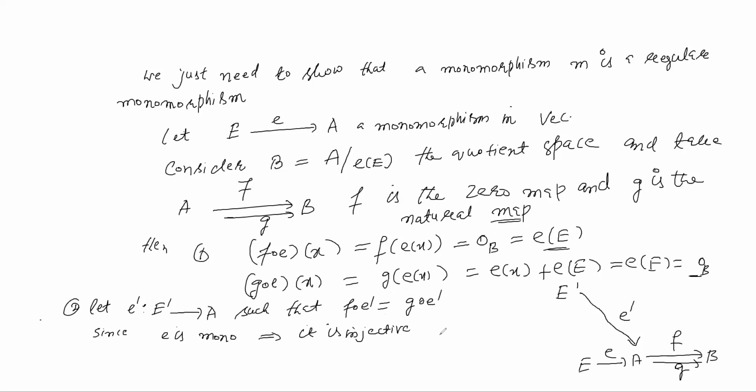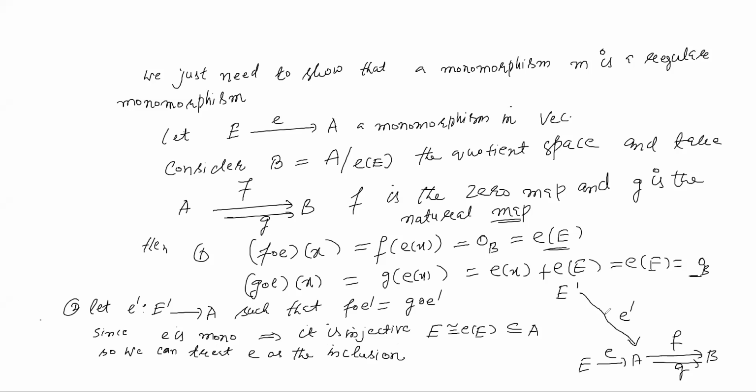Okay, so therefore you have E, which is isomorphic to E of E, and which is a subset of A. So you have this situation: E is actually a composition of an isomorphism and the inclusion. So you can treat this E as the inclusion, because an injective map can be treated as the inclusion.